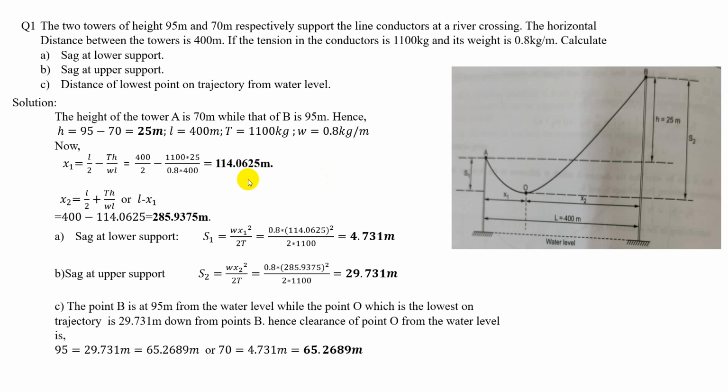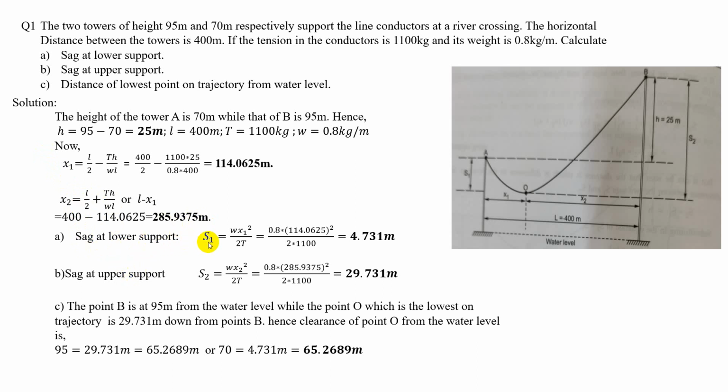As we all know, x1 and x2 are given by the formula. x1 is L by 2 minus TH by WL. On substitution, with length 400, tension 1100, height 25, weight 0.8, and overall length 400, we get x1 as 114.0625 meters, and x2 is equal to L by 2 plus TH by WL, or we can use length minus x1. We get the value 285.9375 meters. From the values of x1 and x2, we can find the sag at the lower support and at the upper support.